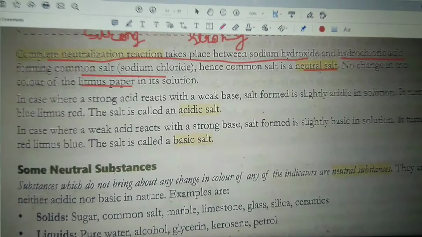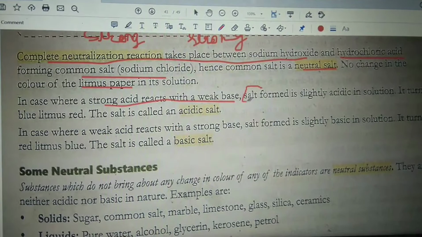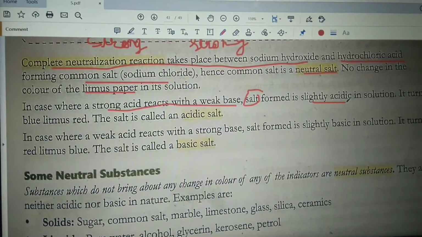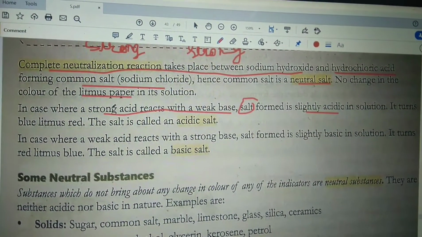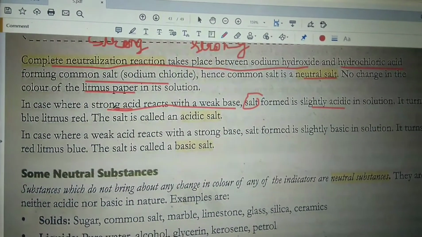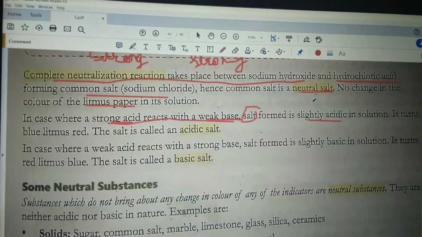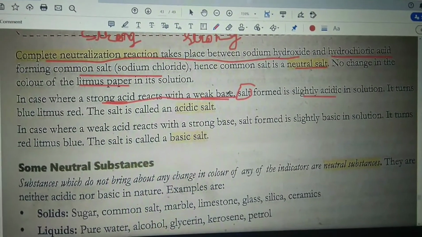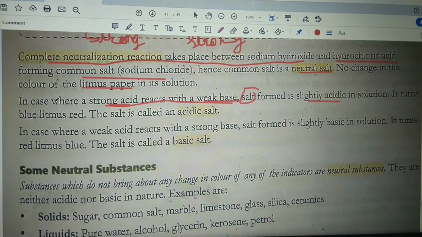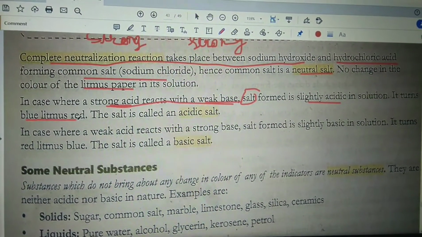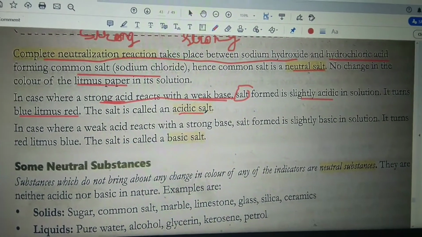But when a strong acid reacts with a weak base, it forms a salt which is slightly acidic in nature. Why is it slightly acidic? As we use here a strong acid and a weak base, the salt which we get is slightly acidic in nature. And this we can test with the help of blue litmus. The blue litmus changes into red, so we can say this is an acidic salt.